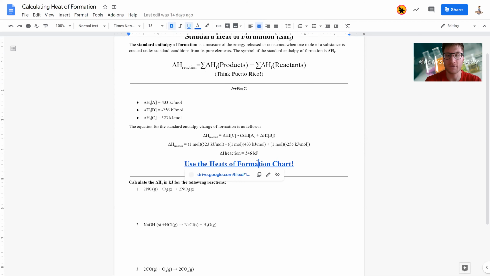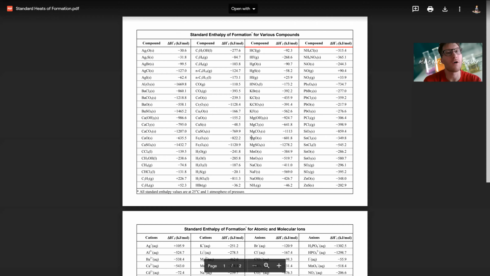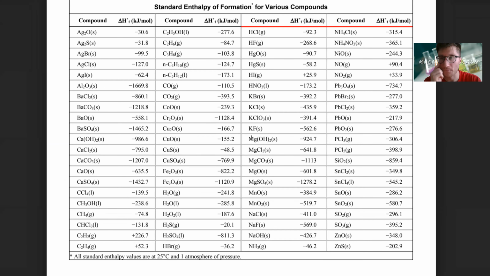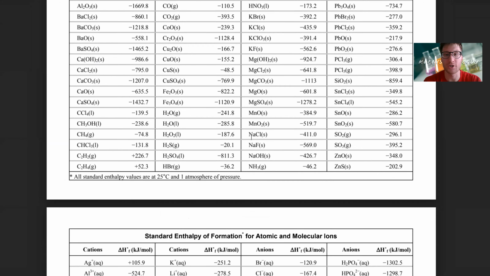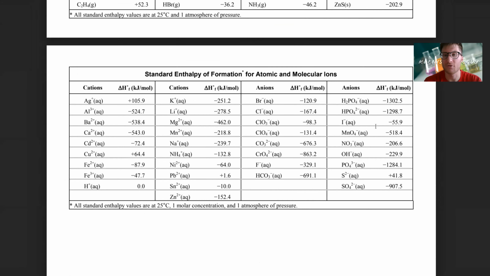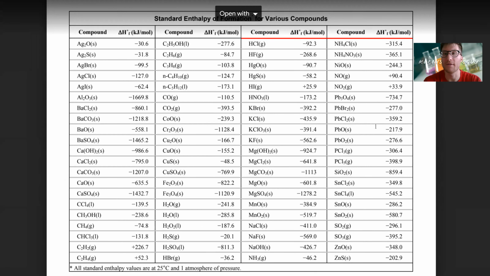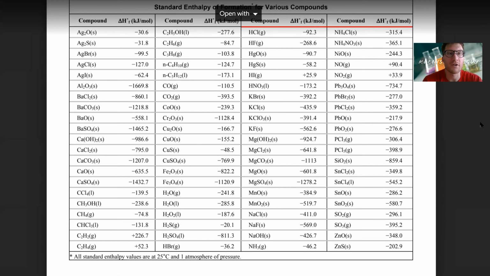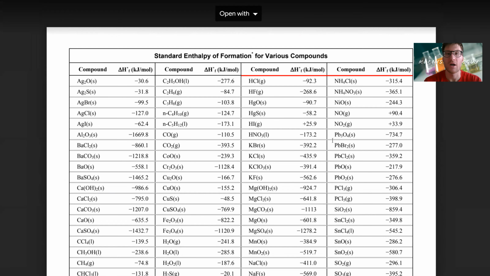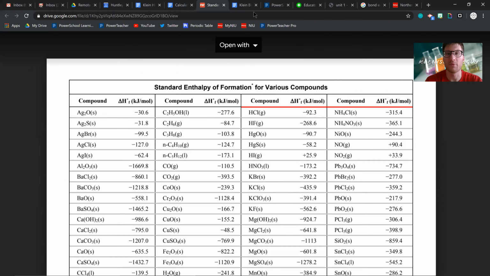I also linked the standard heats of formation for various molecules. Everything you're going to need is going to be in this chart. We're going to use the standard heats of formation found on this chart, more so on this top part. We're not going to deal too much with ions in this unit. Here you can see we've got all these compounds with a delta H in kilojoules per mole. Some of these are positive, some of these are negative. We're going to be using this as a reference as we complete this homework.